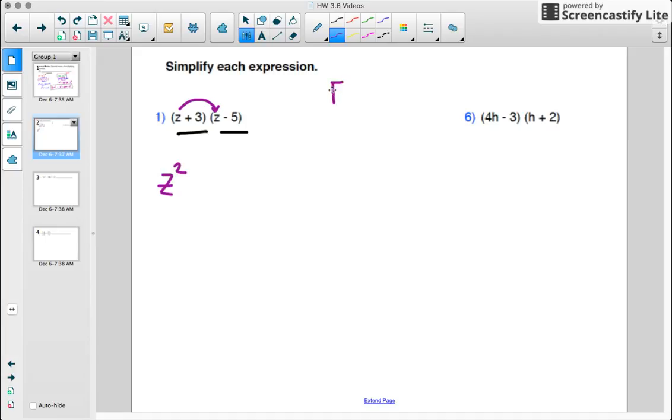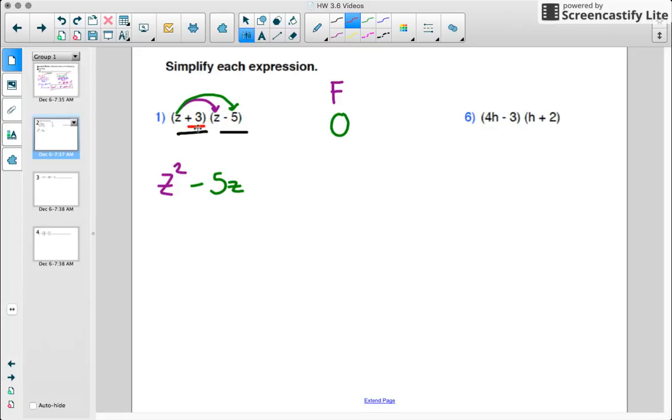Okay, and that we can call F. If you want something to memorize it by, I'm going to say FOIL as well. And then we need to do z times this piece, so z times -5. So we like to write that as -5z. And these are the outsides, right? So we've got the outsides.